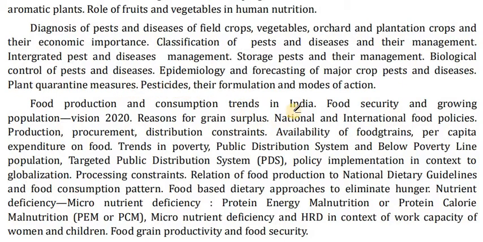plant quarantine measures, pesticides, their formulation and modes of action. Food production and consumption trends in India, food security and growing population, vision of 2020, resources for grain surplus, national and international food policies, production, procurement, distribution, per capita availability of food grains, expenditure on food, trends in poverty, public distribution system and below poverty line, Targeted Public Distribution System (PDS) and policy implementation in context of globalization.